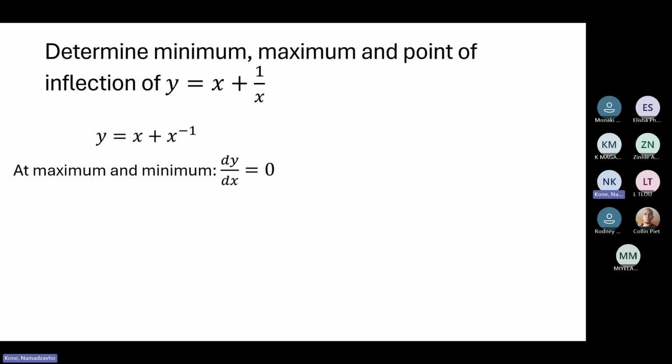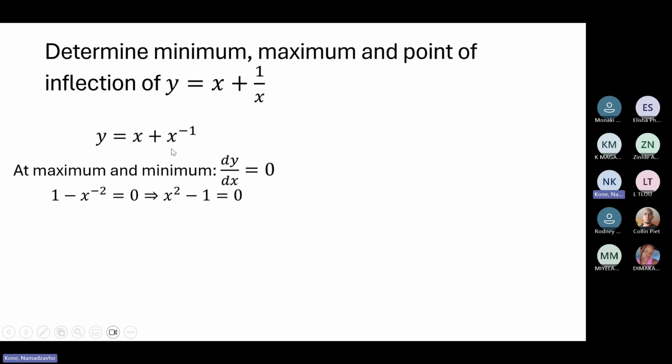Then at maximum and minimum, the first derivative is equal to 0. The derivative is done as I have explained. That is why you are having on the left side 1 minus x squared. 1 is coming from the power 1 of x, multiplying in front, you get 1 times x to the power of 1 minus 1, which is x to the power 0. Then x to the power 0 is also 1. So 1 times 1 is 1. That is where you get this 1 from.